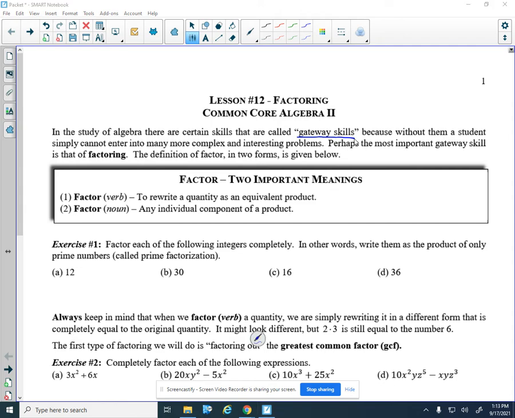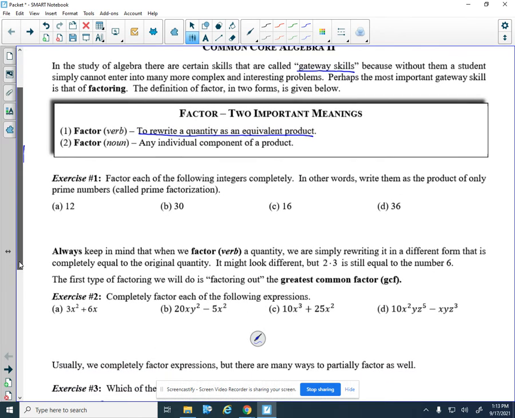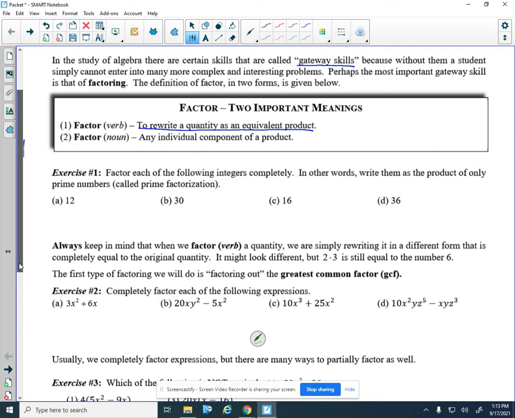So factor, we see two different definitions. Factor is something we do, or a verb, and it means to rewrite a quantity as an equivalent product. Factor as a noun is any individual component of that product. So we're going to look at just factoring integers first in exercise 1. And we're going to factor them as much as possible down to prime numbers, which is called prime factorization.